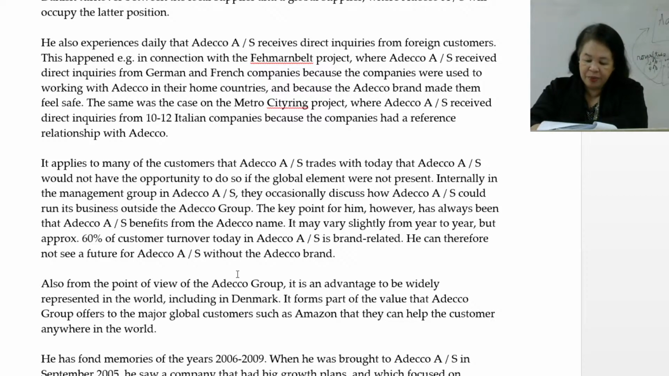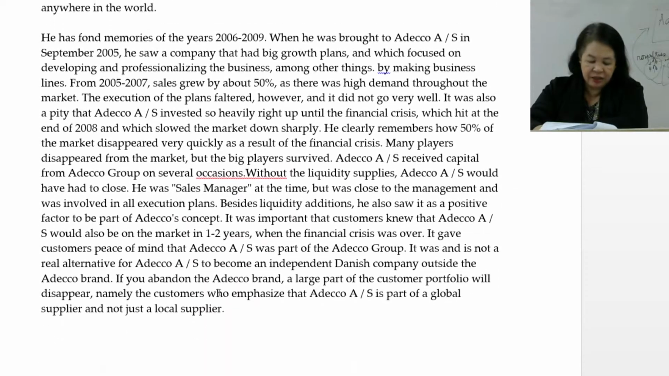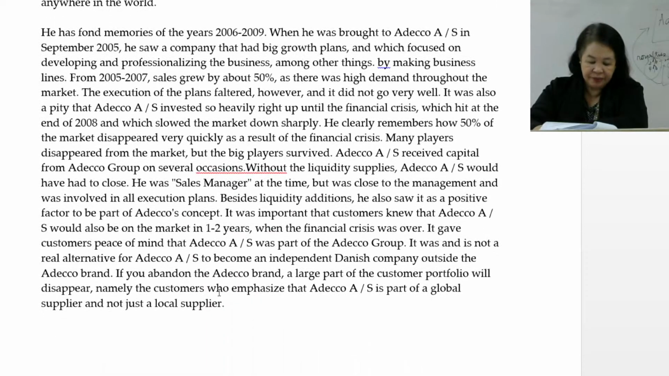The execution of the plans faltered, however, and it did not go very well. It was also a pity that Adecco AS invested so heavily right up until the financial crisis, which hit at the end of 2008, and which showed that the market went down sharply. He clearly remembers how 50% of the market disappeared very quickly as a result of the financial crisis. Many players disappeared from the market, but the big players survived.